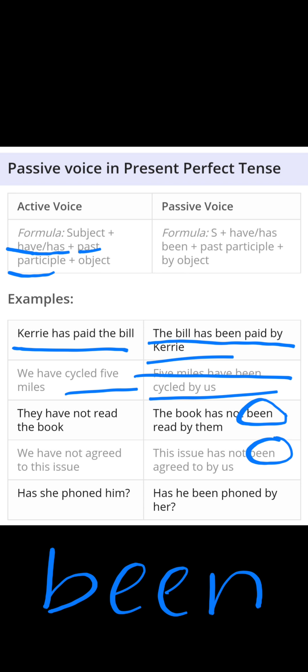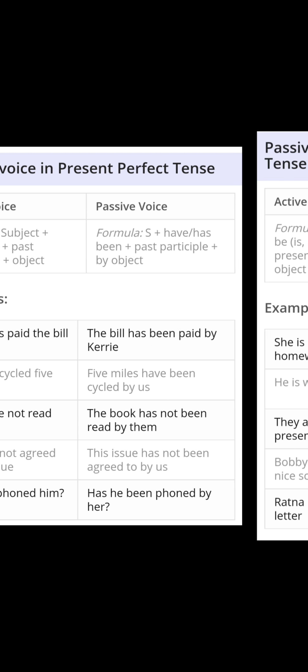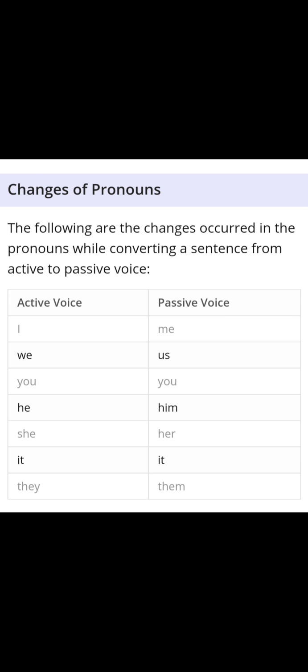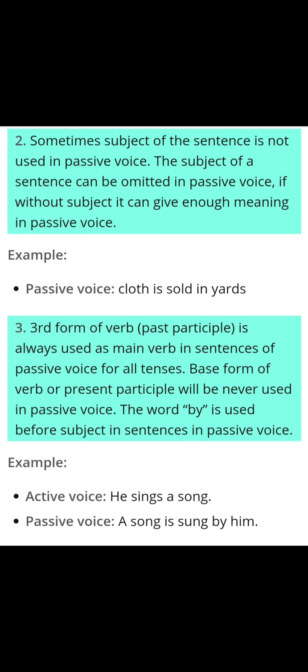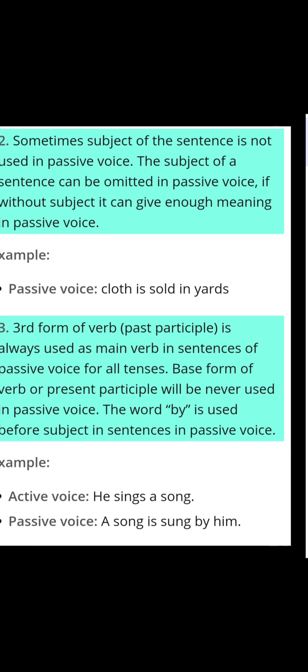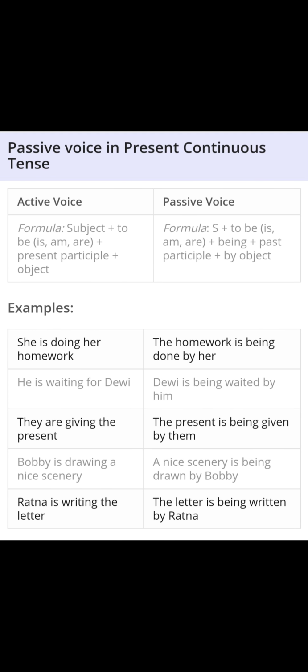We have done present perfect tense, present continuous tense, simple present, which means present indefinite tense, changes of pronoun, and the 5 rules of changing sentences from active to passive form. So with this I shall end your lecture of today, and I ask you to practice all these sentences by getting any book or taking any sentences of present continuous, present indefinite or simple present, and present perfect tense.